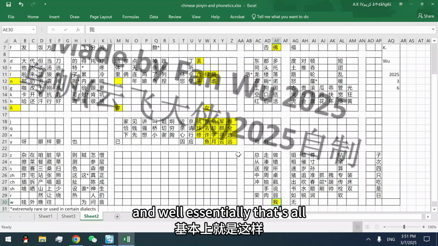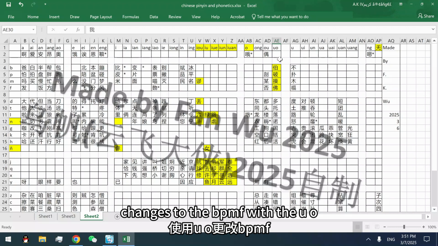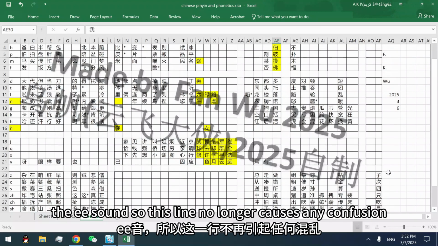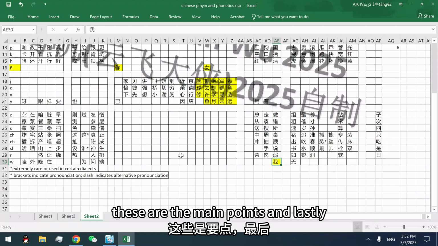Well, essentially that's all it is. Changes to the U, changes to the 波, 普, 莫, 佛 with the UO, and changes to the I, the E sound. So this line no longer causes any confusion. These are the main points.